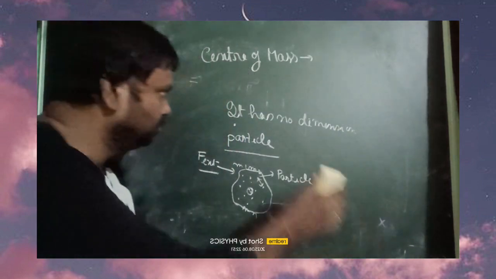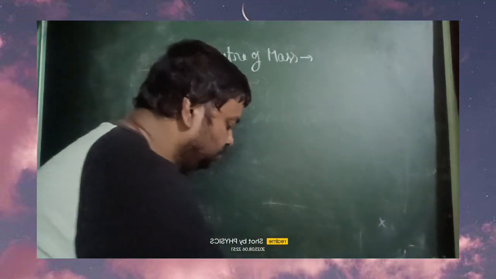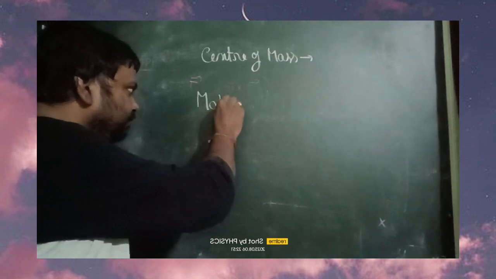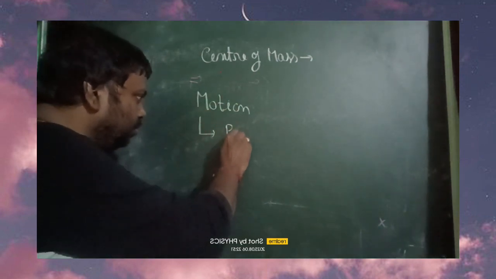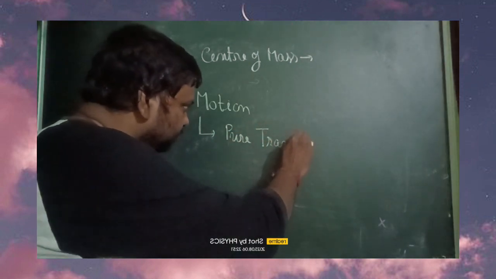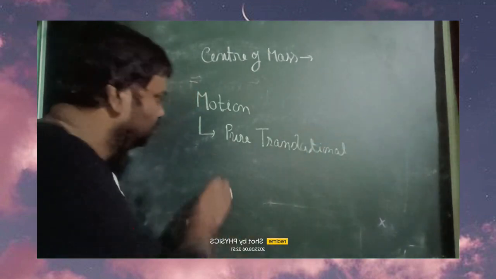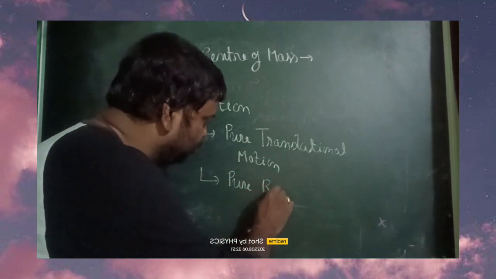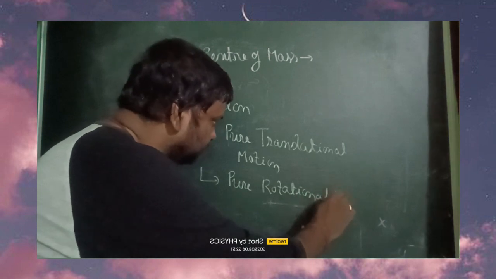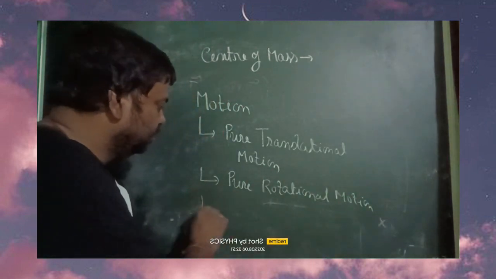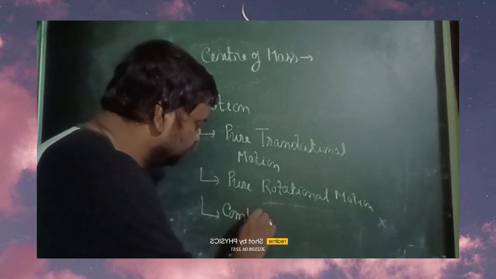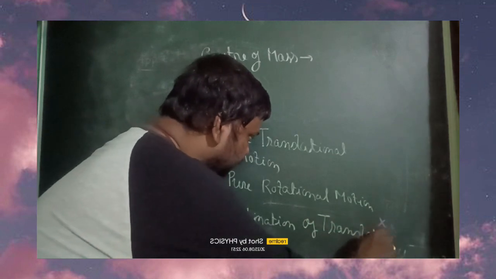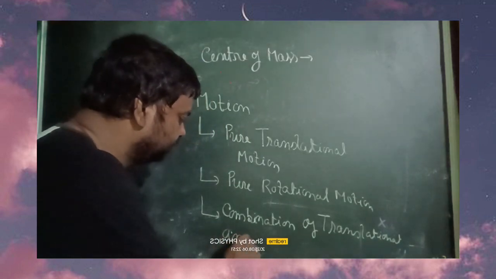Now if a body is moving, there are three types of motion. What are the motions? Number one, pure translational motion. Number two, pure rotational motion. And number three is a combination of translational and rotational motion.